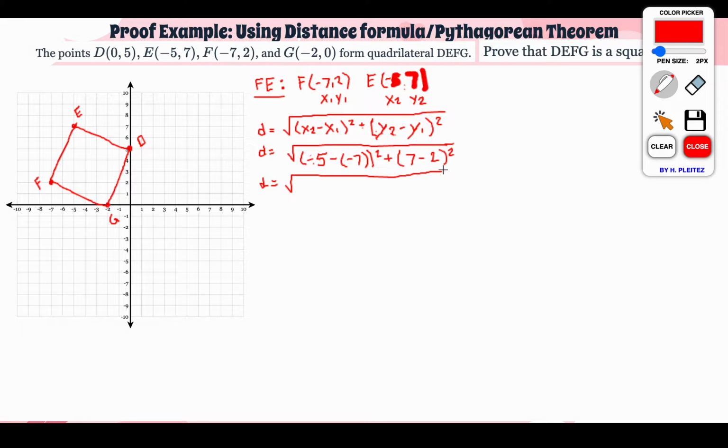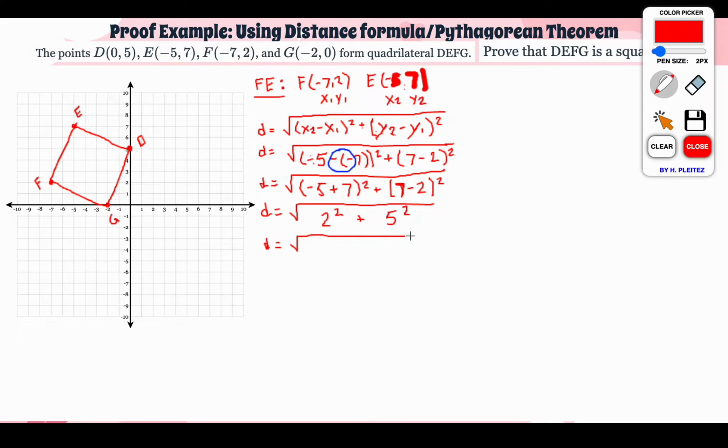Here I see we have negative 5 minus negative 7. What's standing out to me right now is this double negative, and that's actually going to turn into addition. So I'm going to rewrite this portion as negative 5 plus 7 squared, and I'm just going to rewrite the other parentheses the same. Then I'm going to simplify. In my first set of parentheses, negative 5 plus 7 is 2, positive 2 squared. Then we have plus 7 minus 2, which is 5, and we have to square that.